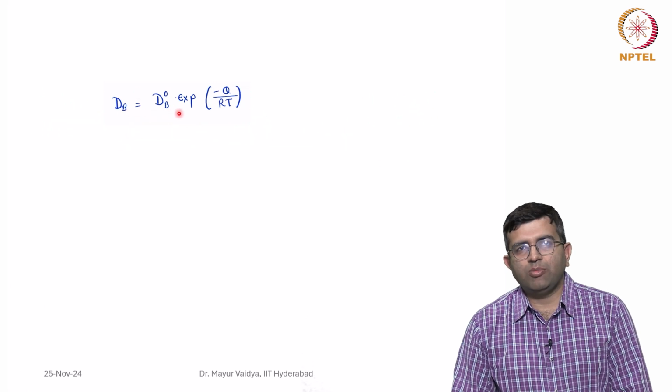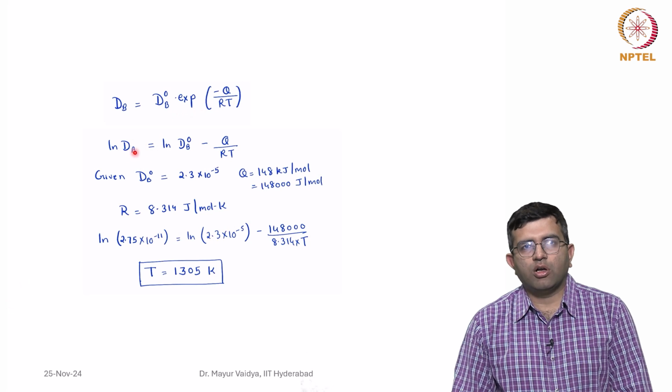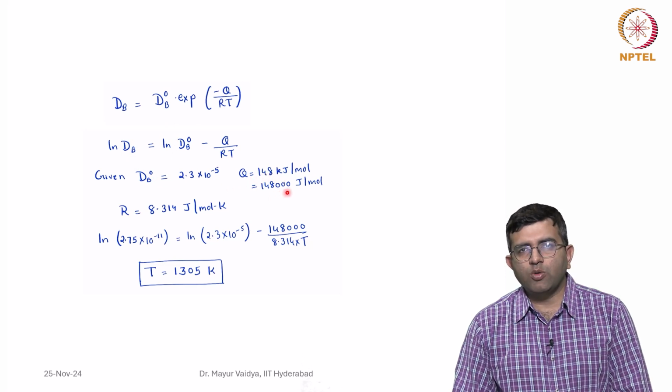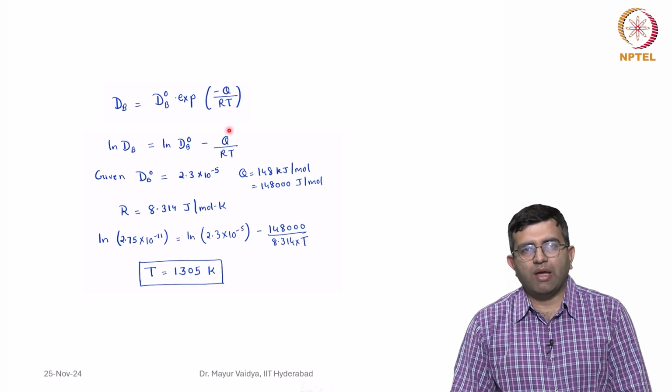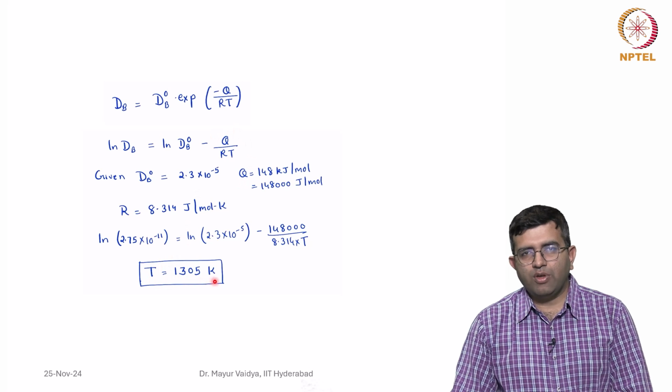DB is equal to DB naught exponential minus Q by RT, and now we are given DB naught. We just found out what DB is, and this is the value of Q in kilojoules. We need to convert it into joules, so multiply by 1000. And this R is the universal gas constant, which is 8.314 joule per mole Kelvin. So, if you put all the given values here, you get temperature approximately 1305 Kelvin.